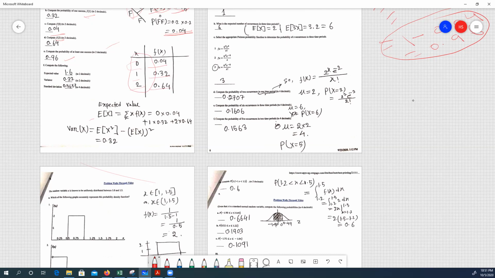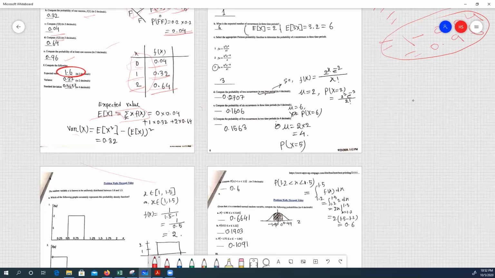Now we have to find the expected value of x, and we know that the expected value of x is the sigma of x times f of x. That means the value of x times the probability. So 0 times 0.04, then the value of x is 1 and the probability is 0.32, then the value of x is 2 and the probability is 0.64. Now we add them together, and this is 1.6.